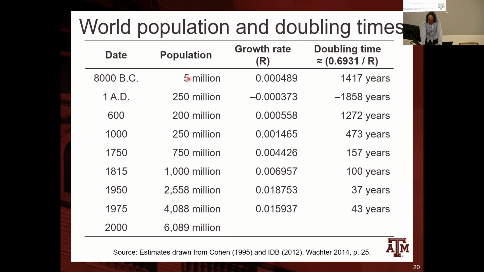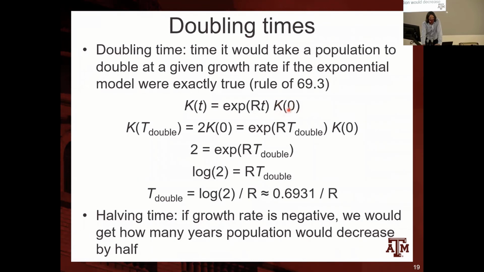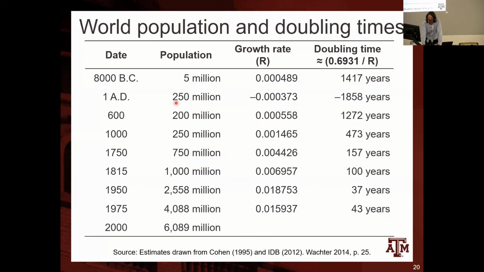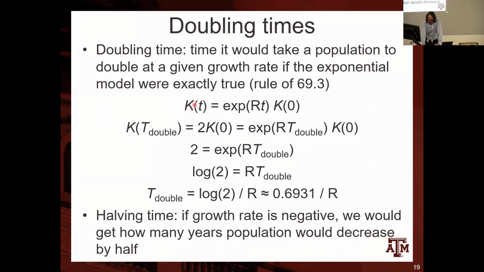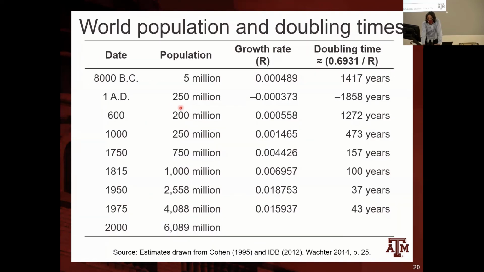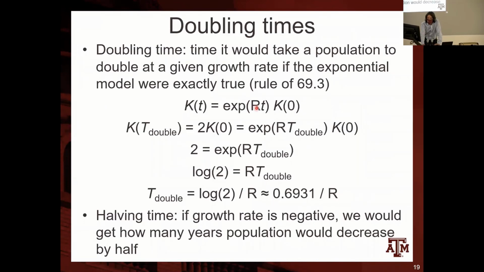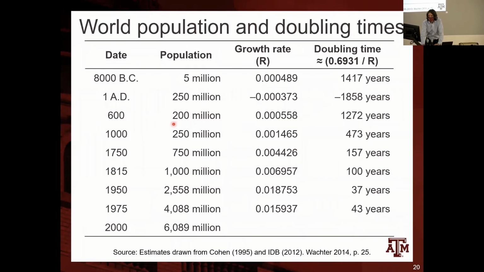The 5 million is K0. The 250 million is the KT. The time is 8,001 years, right? Here. So I can calculate the growth rate. I have everything else. The same thing for the other years.